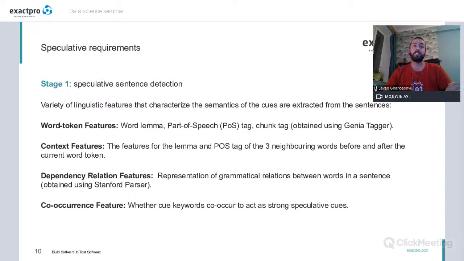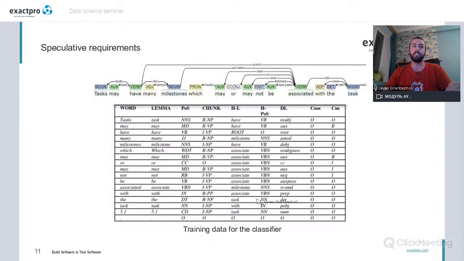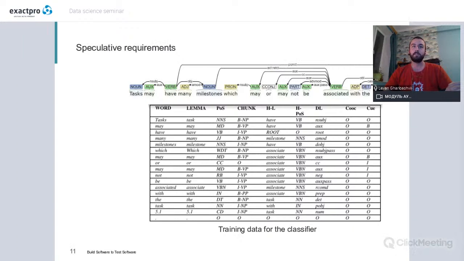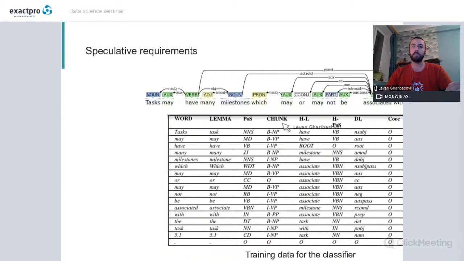And we also have dependency relation features, which is here, this beautiful graph. And it shows what kind of... Do you also see it, it's zoomed?